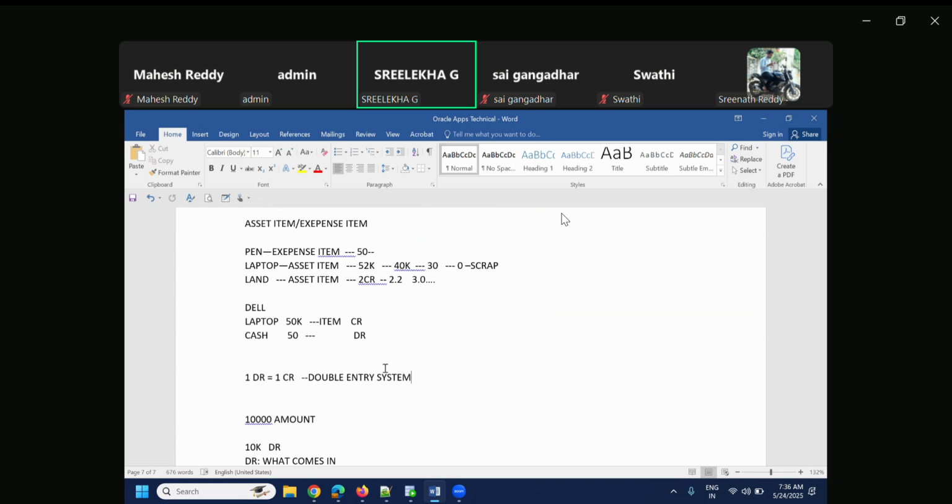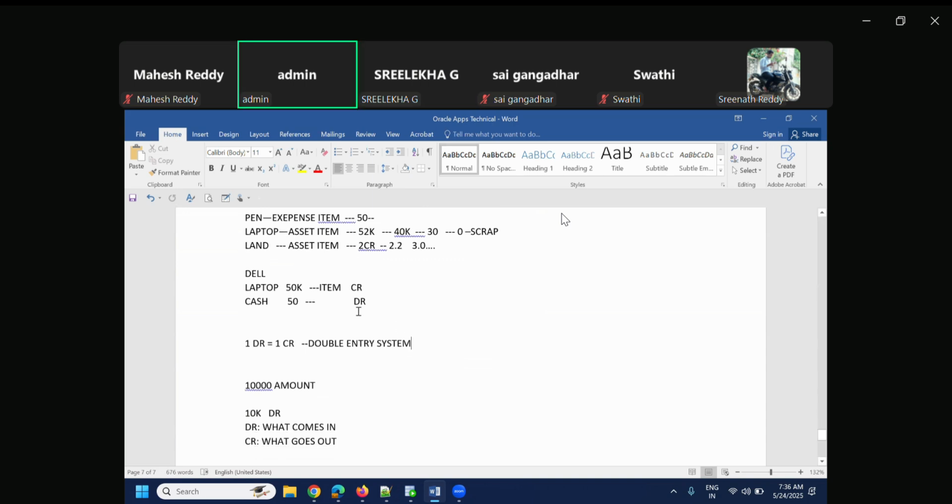Balance. No, balance means make the transactions equal. What comes in should be equal to what goes out. That's why you check the balance: is there any wrong transaction? We are selling a 50,000 rupees laptop to our customer, then we are receiving the same amount from the customer. Then where is the profit?